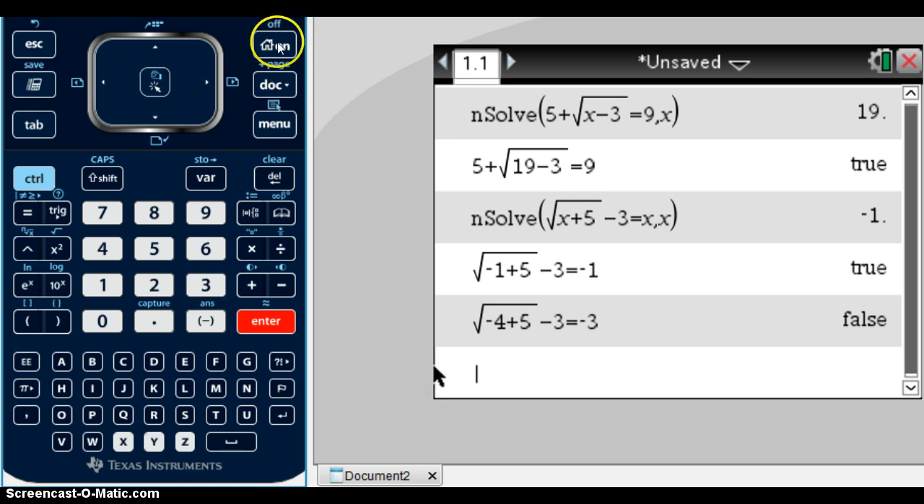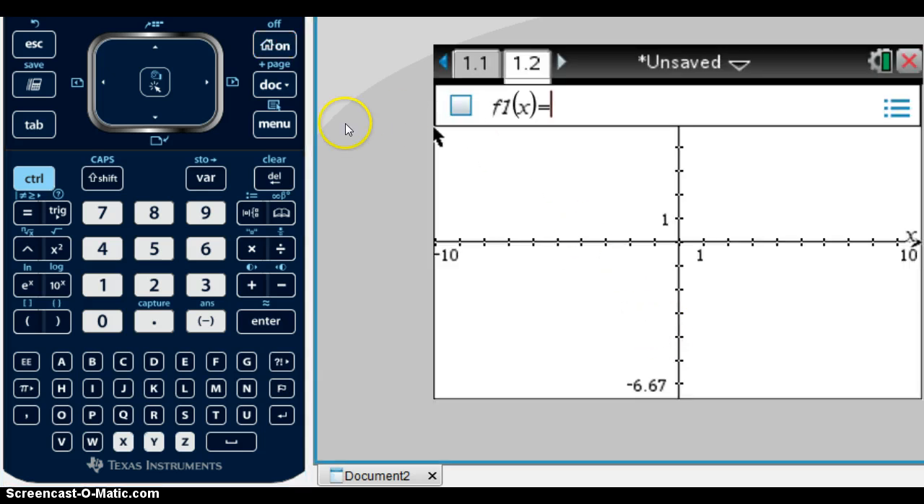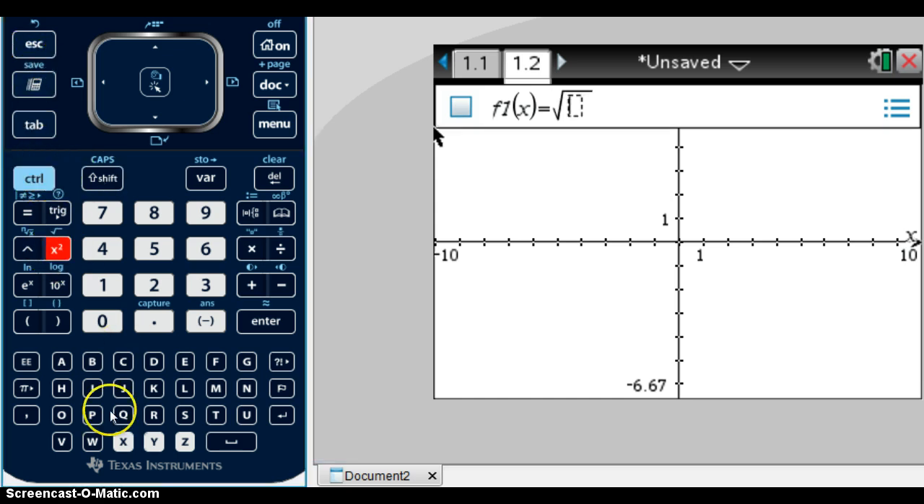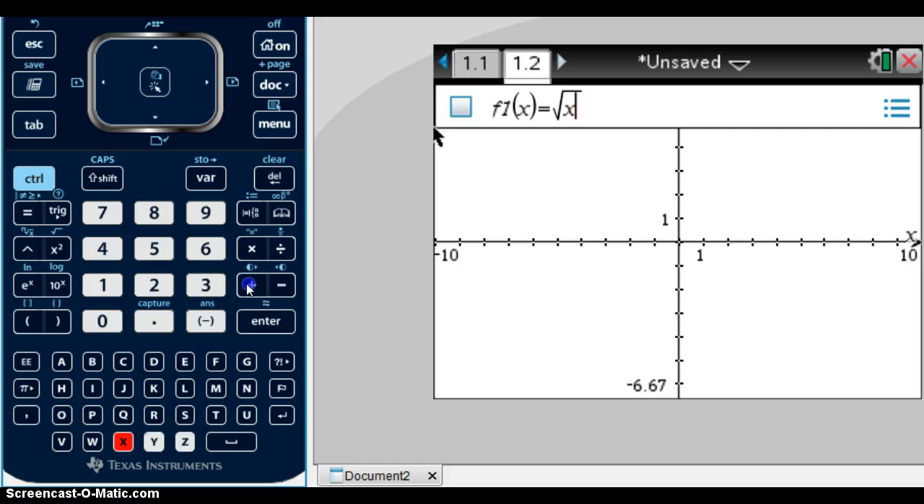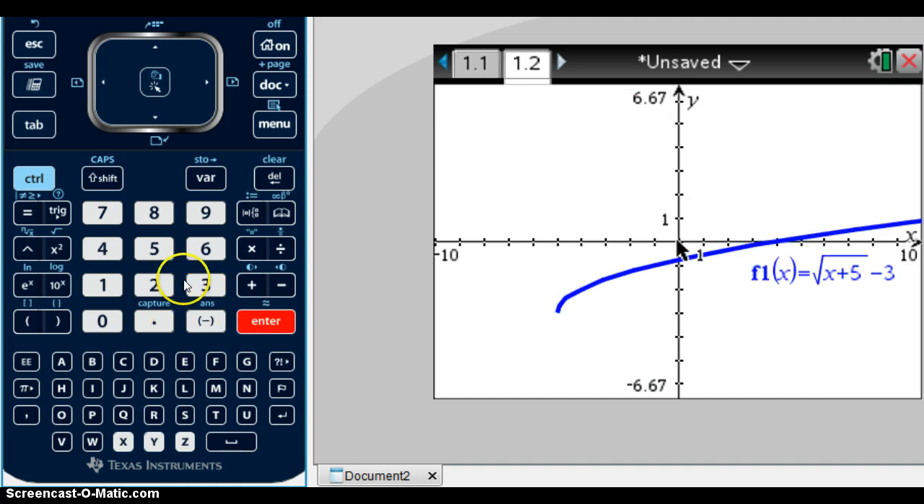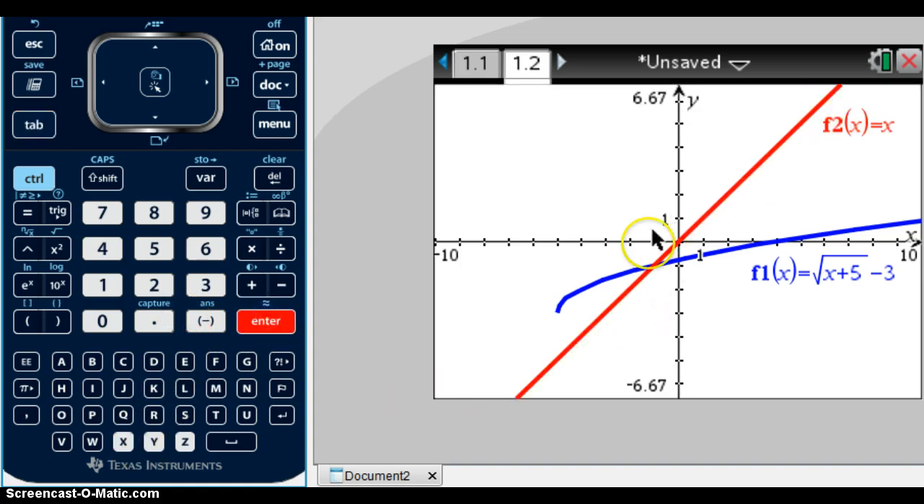If you want to do it by graphing, go home, go to graph, and then my first equation was, let's see, square root of x plus 5 minus 3, there's that graph. And then if I press tab to type in the second part of the equation, which was x, notice it only crosses in one spot.